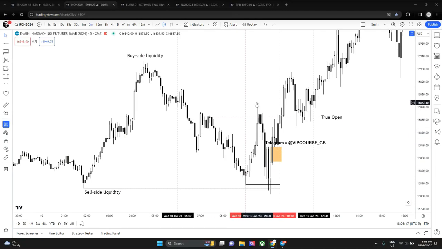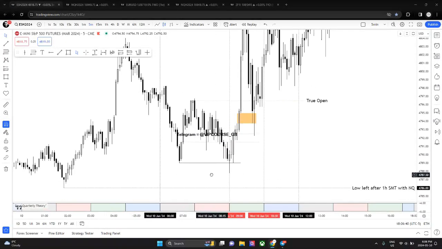During this time is when you can anticipate SMT divergence, which is where you'll have two closely correlated assets tip their hand to you that the market is about to change direction, right? So you will have the NASDAQ making a lower low while the ES failed to make a lower low right here. Exactly at the time that I told you guys to focus on, between 9 a.m. and 10:30. Algorithmic.